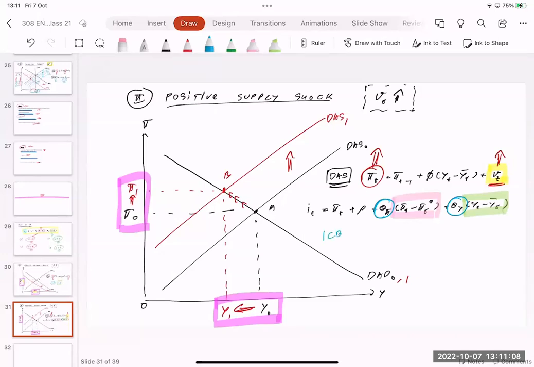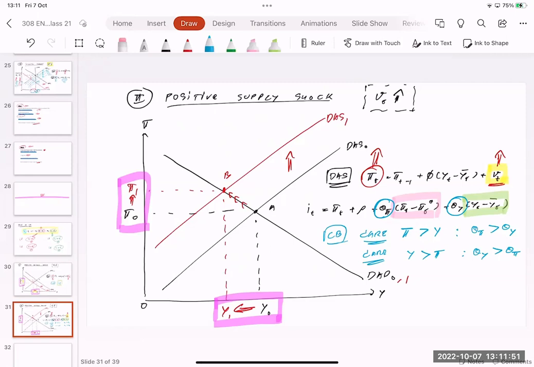If the central bank cares about the inflation problem more than the economic problem, okay, if they care about pi more than y, it means that theta pi is going to be greater than theta y. On the other hand, if the central bank cares about the economic problem more than the inflation problem, theta y is going to be greater than theta pi. So this is the role of theta y and theta pi. It's showing how much the central bank cares about the inflation problem or the economic problem. Okay.